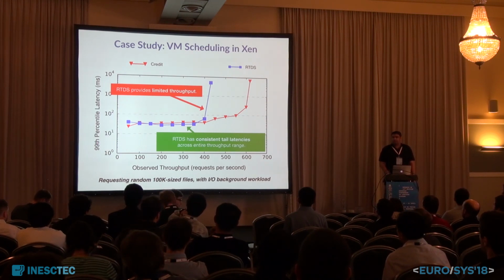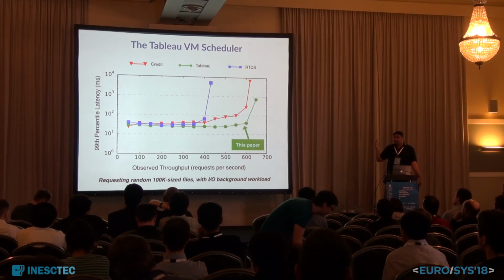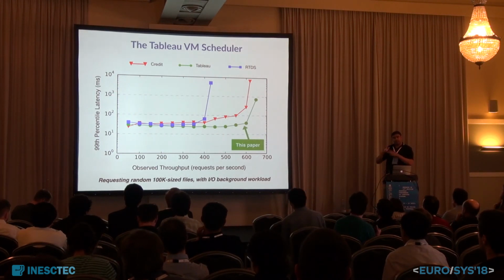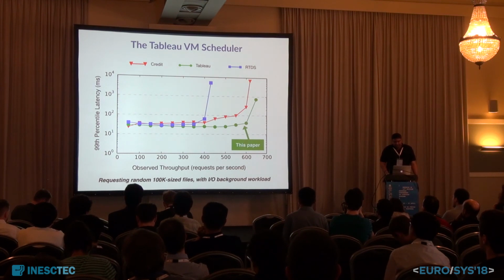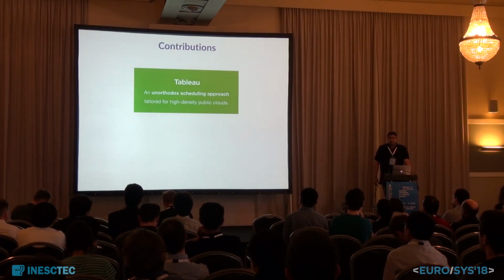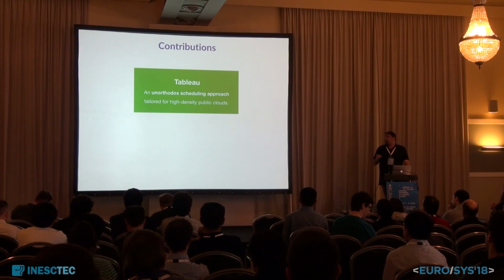So in this paper, we propose a new VM scheduler design called Tableau. And Tableau is aimed at simultaneously achieving both high throughput and predictable tail latencies. And we actually achieved this, and I'm going to talk about that. Tableau is a somewhat unorthodox design. It's based on static table-driven scheduling, and it's tailored specifically for high-density public clouds.